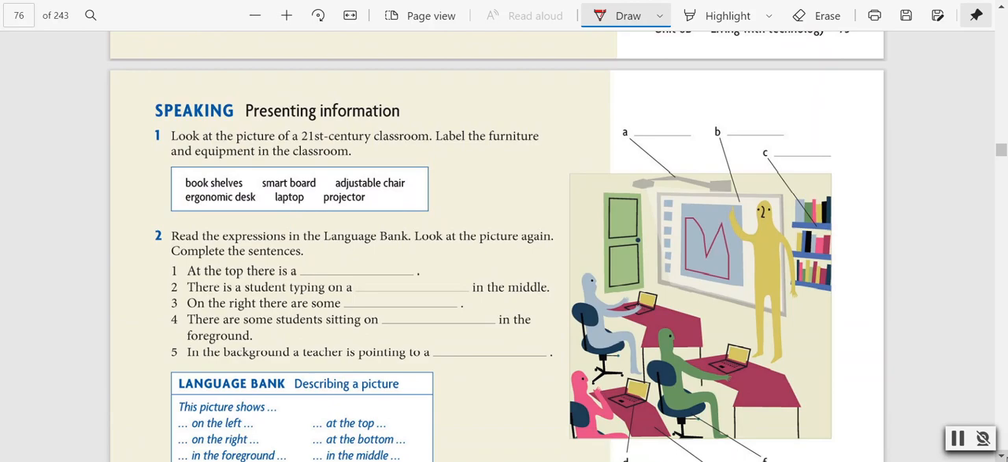Okay, speaking part, in here, in unit 6, in speaking part, we are going to talk about presenting information. How can you present information? An information that you want to present.